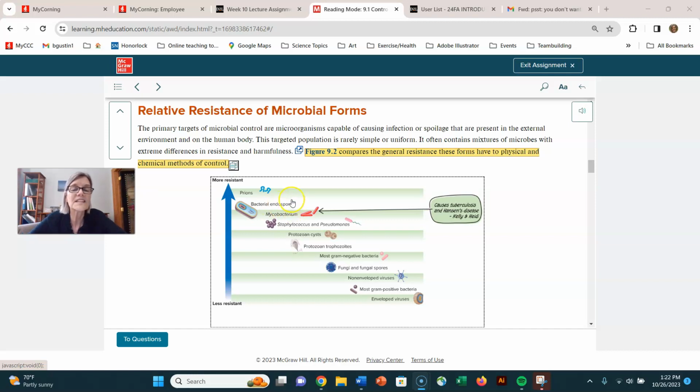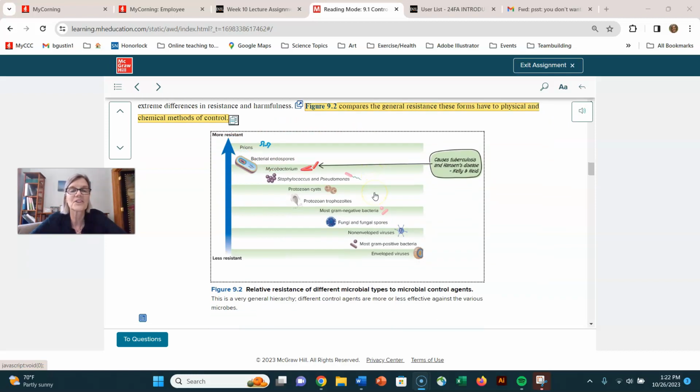So the standard for sterility is bacterial endospores. Prions actually take conditions that are more rigorous than those to kill endospores. So we're not really going to talk about that very much because that's very unlikely to be an issue in your experiences. So if we can inactivate endospores, we've been able to sterilize.